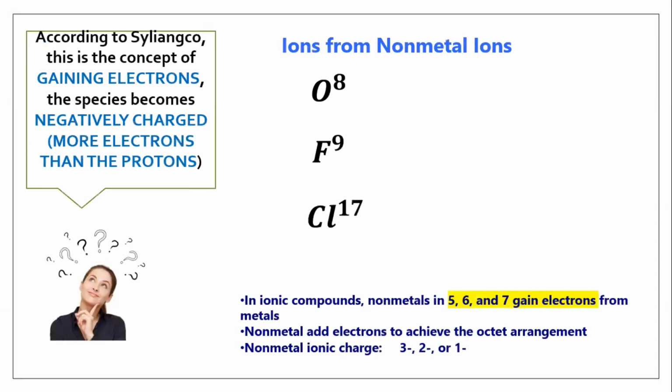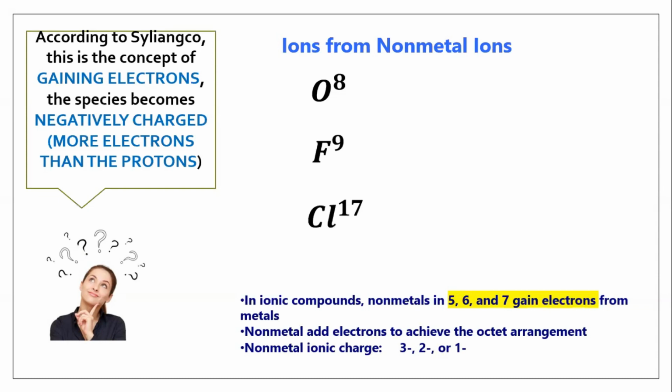Okay, how about if we are about to gain electrons? So paano naman nag-gain ng electrons ang isang element? So this only happens when the concept is like this. If you're gaining electrons, meaning the species or the element itself becomes negatively charged, meaning it has more electrons than the proton. So kailan lang nangyayari na nag-gain ng electrons? Nangyayari lamang po ito if the elements belong to non-metal.